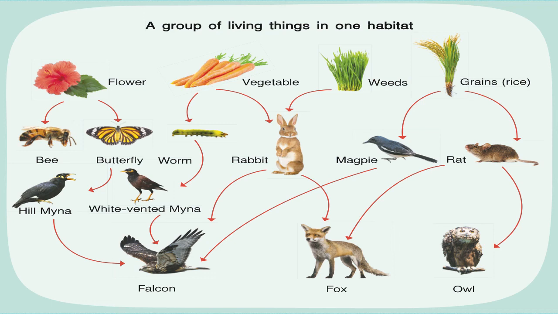Again, vegetables and weeds. Vegetables are eaten by worm and rabbit, so are the weeds. And this rabbit is eaten by falcon and fox. Lastly, the grains or rice are eaten by magpie and rat. And this rat is being eaten by a fox or owl. So this is an example of food web.